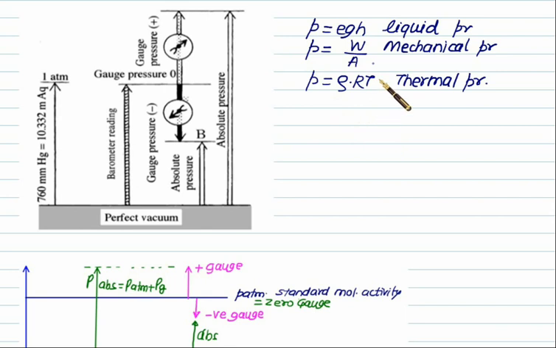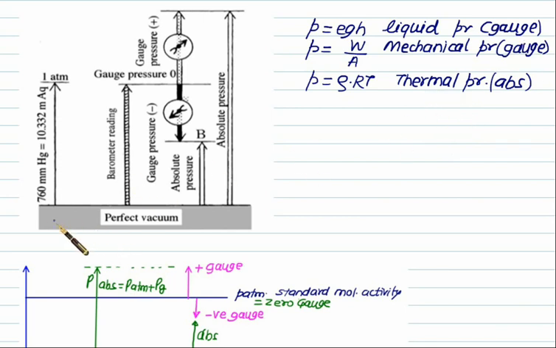Now all these values, this value and this value, are basically gauge pressure. In thermodynamics, P equal to rho RT is an absolute pressure. So while adding, you have to take that all pressures must be gauge pressure, or all pressures must be absolute pressure. So we must know the relation between the absolute and the gauge pressure.